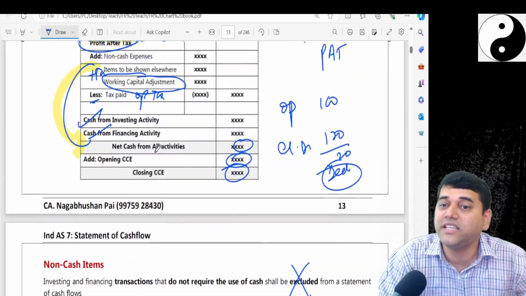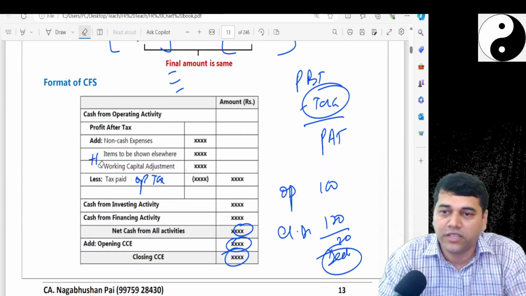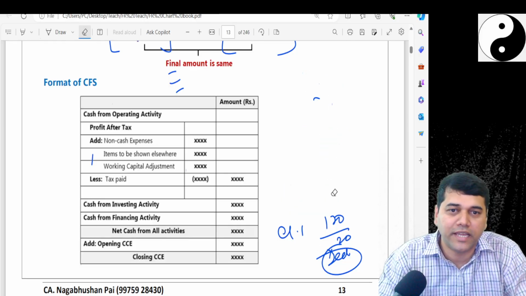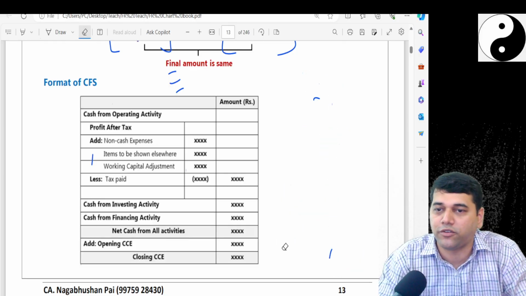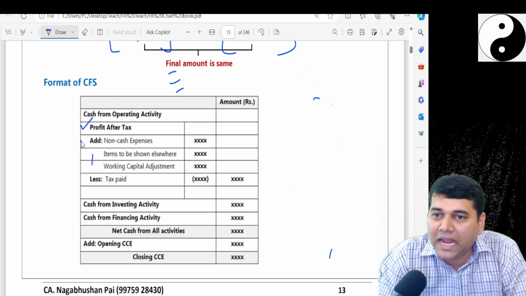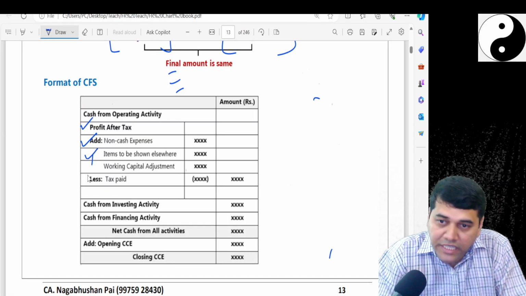No, because there is a change in the debtor. You cannot pinpoint. I am just telling you one easier method. I'll remind you again of your cash flow statement. See, I start with the profit after tax, add non-cash expenses. If an item is to be shown separately, I will show it.